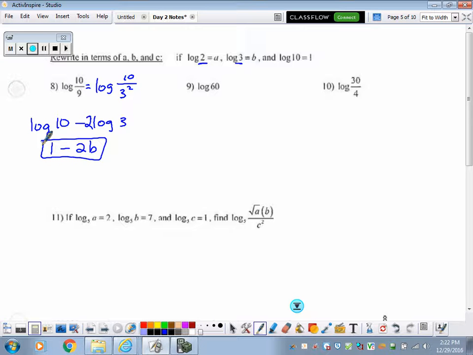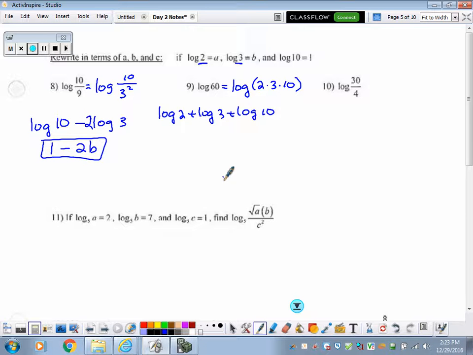Same thing with number 9, 60. Let's rewrite 60 using numbers 2, 3, and 10. 2 times 3 is 6. 6 times 10 is 60. So I can rewrite it as 2 times 3 times 10. Again, using my properties of logarithms, I'm going to expand multiplication using addition: log 2 plus log 3 plus log 10.